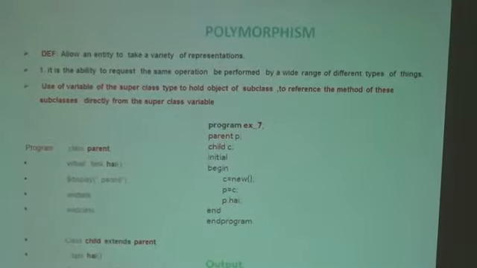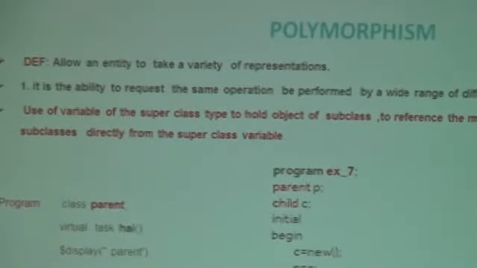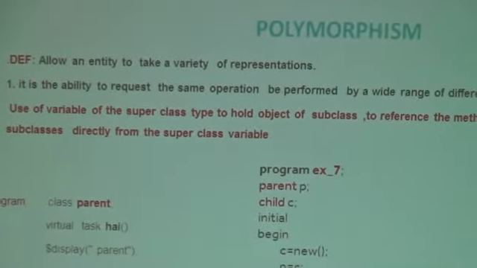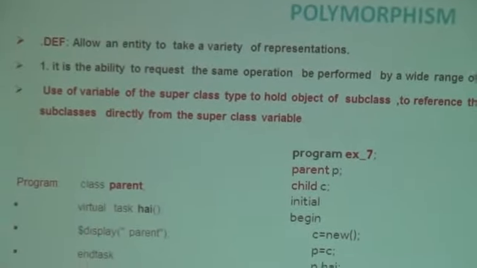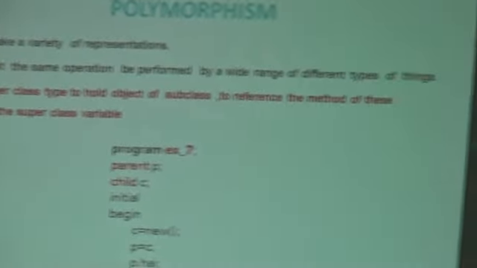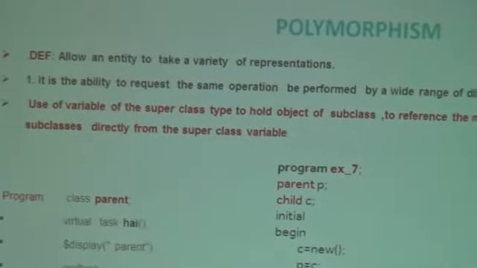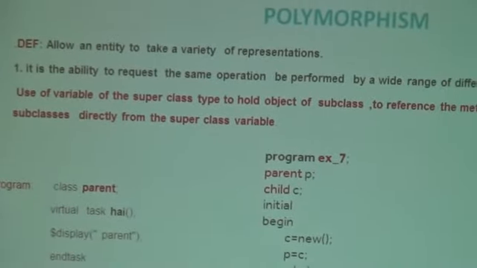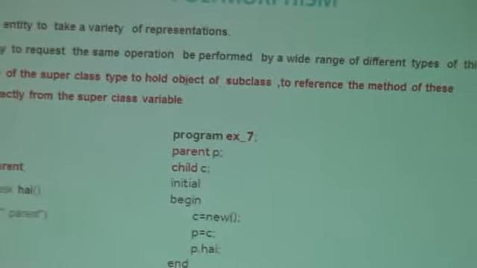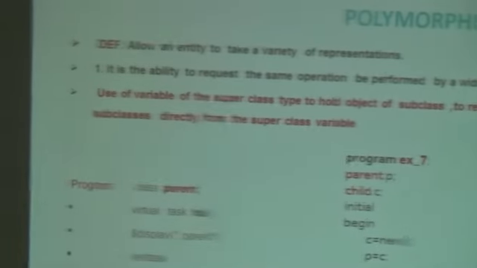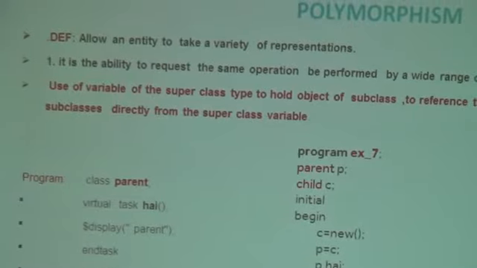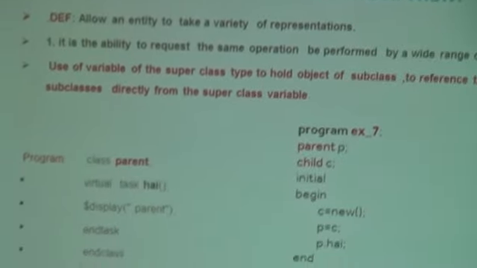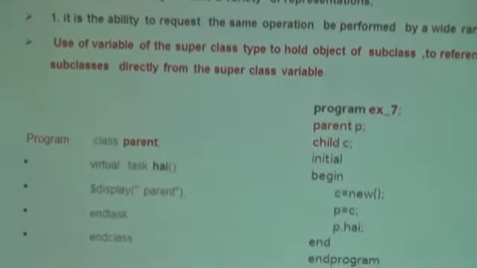This is the virtual method from my slide. It allows the entity to take a variety of representations. Since it's polymorphism, it takes as many representations. It has the ability to request the same operation to be performed by a wide range of different types of things. Use of a variable of class type to hold the object of a subclass, to reference the methods of this subclass directly from the superclass. This is the functionality, and above is the definition. We will see what is the meaning of it.